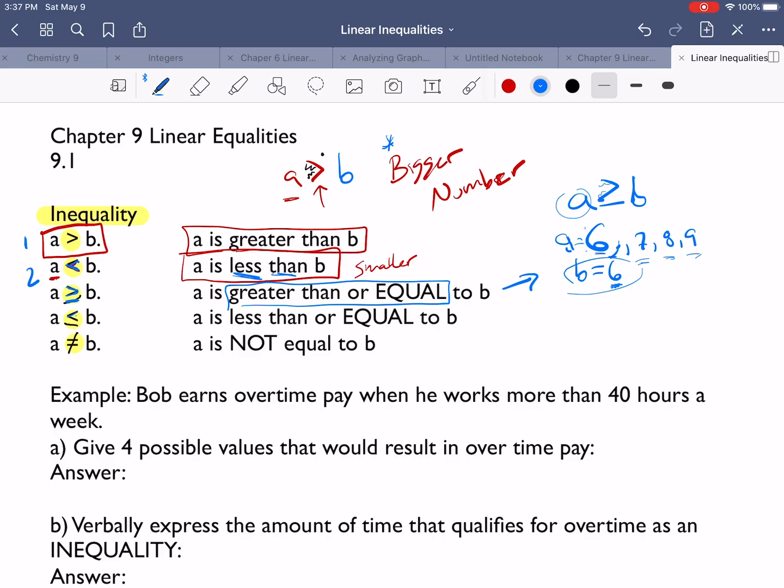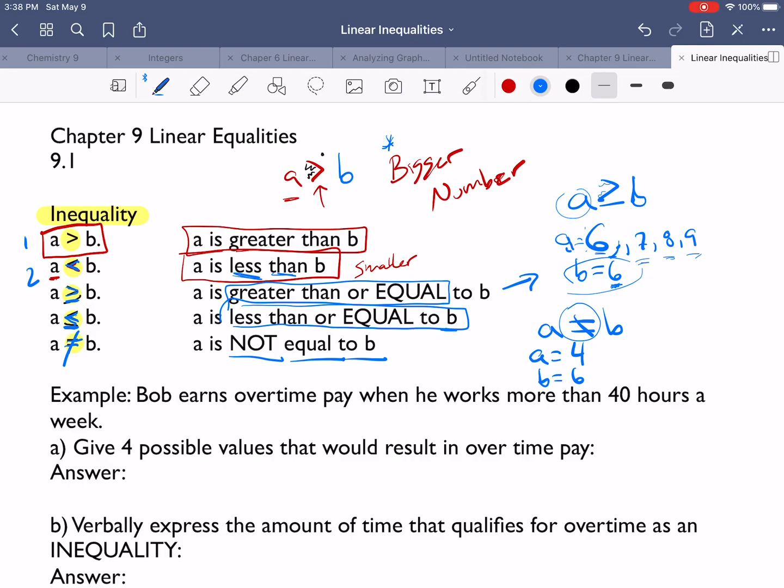When the sign is pointing right at the A and it has an equal sign underneath, it means less than or equal to B. That means that A's got to be smaller than B, or it could be equal to B by using this line. If you get an equal sign that has a cross right through it, it means it's just not equal to B. So you could have A equaling 4 and B equaling 6, and you'll notice that these two numbers are not equal, so we could use this sign if it was asking for that sign specifically.